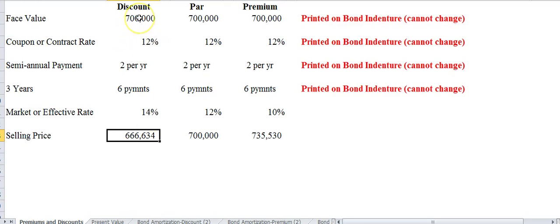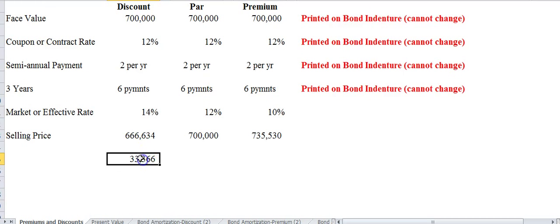Notice how there's a difference between what you pay at the end, what you return to the investor, and what you get up front. What is that difference? Well, in this case, the difference is $33,366. This is to compensate the investor for the lower coupon rate. So in effect, what should this be considered? Well, this is considered part of the interest, right? It's considered part of the interest because it's an adjustment done to the price of the bond due to interest rates, due to the fact that the bond has a lower interest rate than the market does.